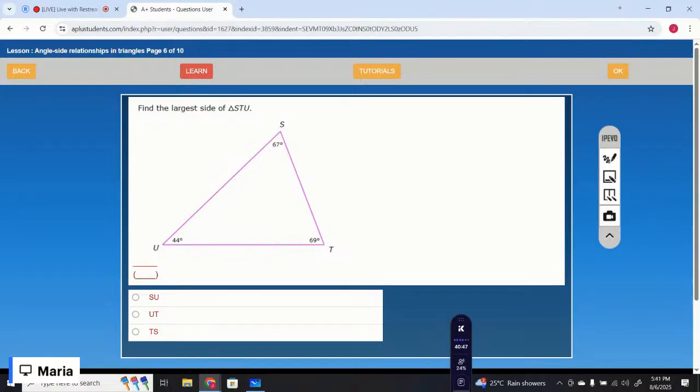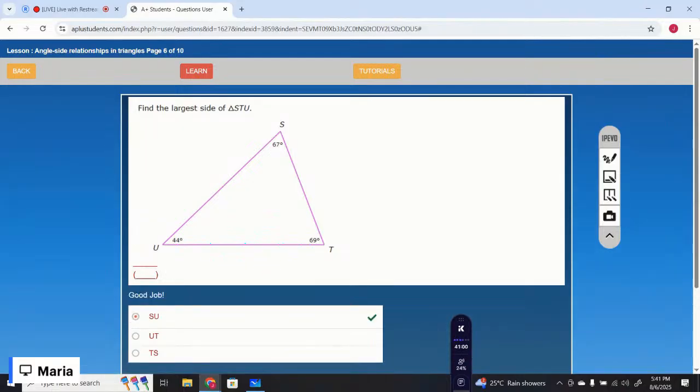Find the largest side of triangle STU. So the largest side would be SU. Option number 1 is the correct option. Okay, you can complete the lesson by yourself later today.